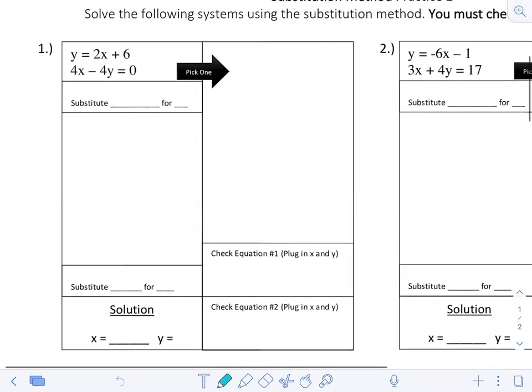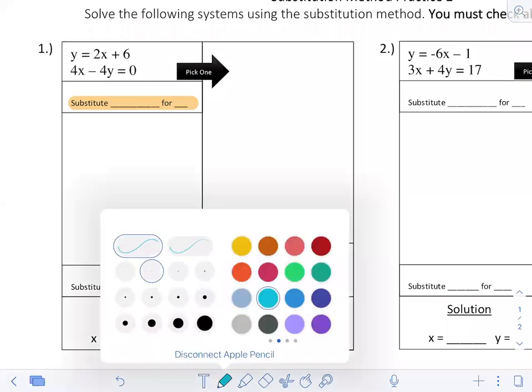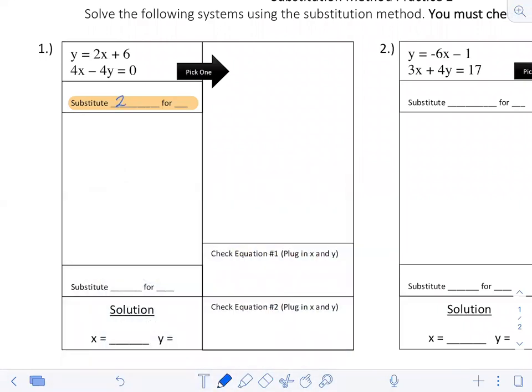Number 1. So first one, substitute blank for blank. Fill that in and then go ahead and put your answer in the chat. What are you substituting and where is it going? Go ahead and answer that question in the chat. All right, so a lot of you guys got that correct. Nice job. We're substituting the 2x plus 6 for the y, meaning anywhere I see a y, I'm crossing it out and I'm plugging in 2x plus 6 because they're the same thing.